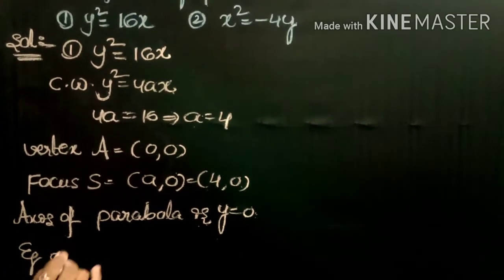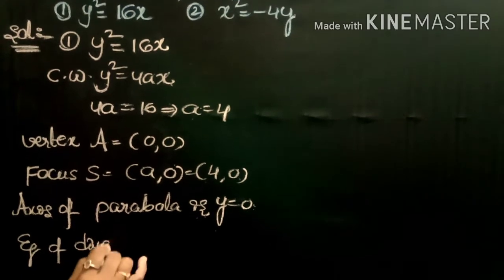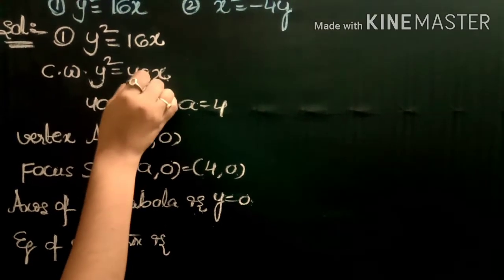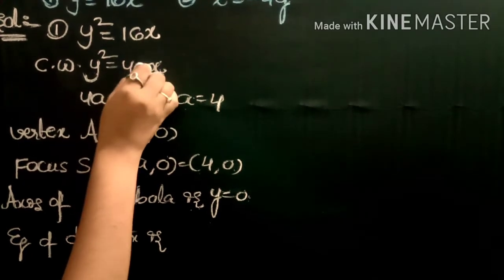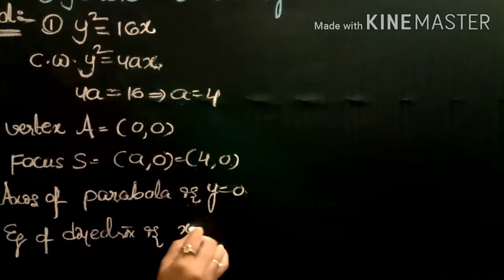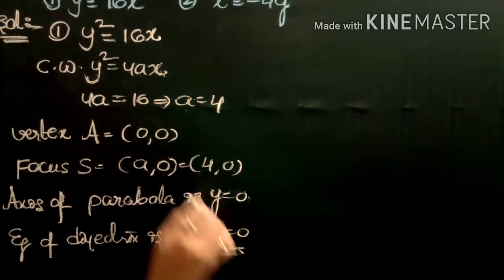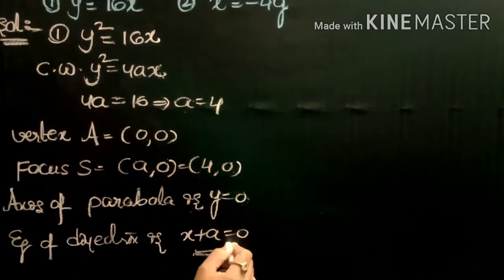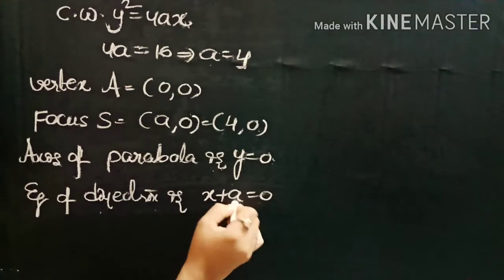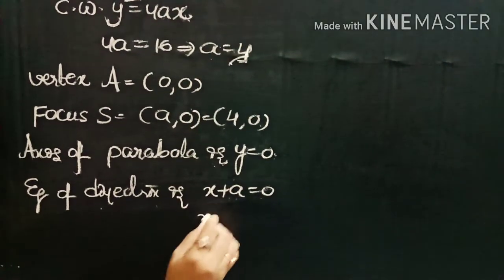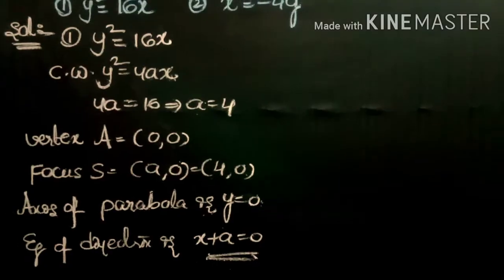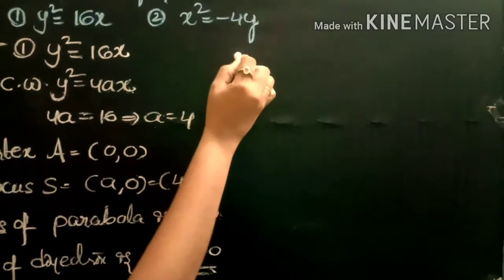And equation of directrix. Equation of directrix means we take the right side value in the equation and we add plus a to this value, that is x plus a is equal to 0. Here we have x on the right hand side. Now we are adding plus a to this, that is x plus a is equal to 0. And here we have a is equal to 4. Therefore the answer is x plus 4 equal to 0. That's all.